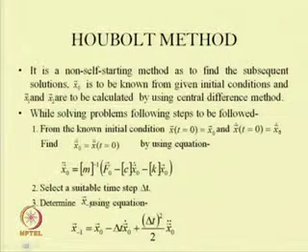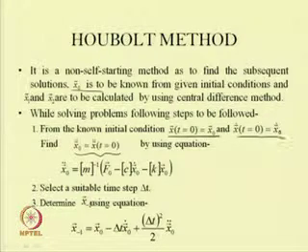Let us see the other method, that is the Houbolt method. In this method, it is a non self starting method, as to find the subsequent solution x 0 has to be the known solution. So, let us take this initial condition x 0 and x 1. One can find this expression for the acceleration at t 0. So, from the known values of displacement and velocity, we can first find this acceleration.